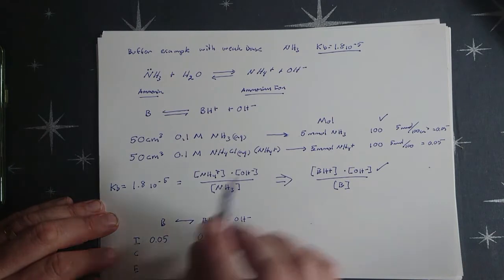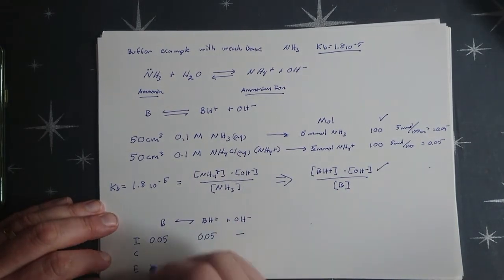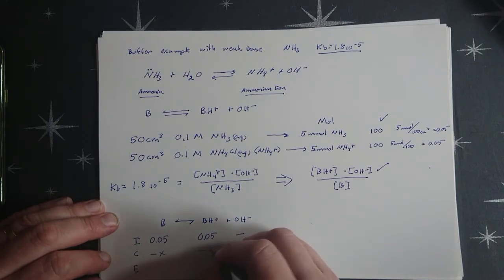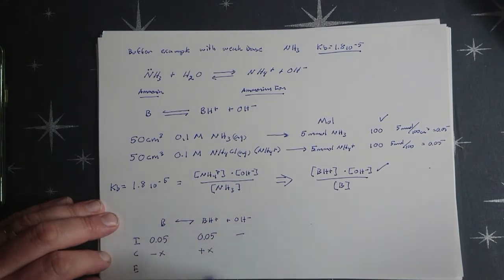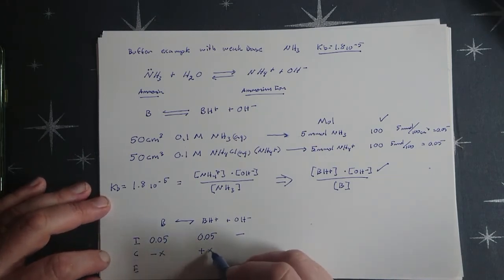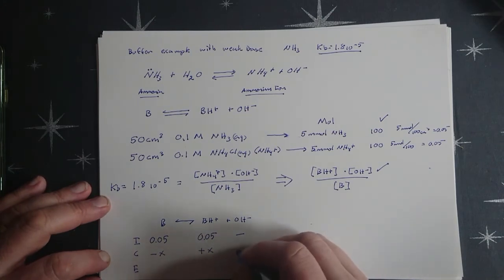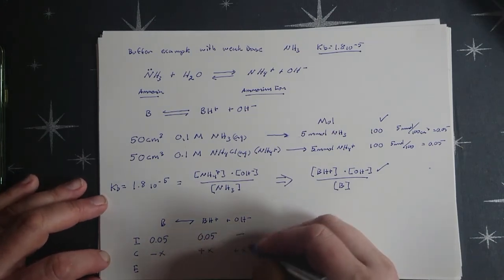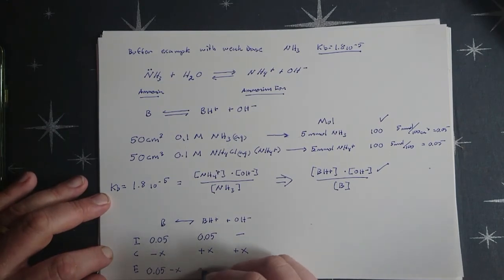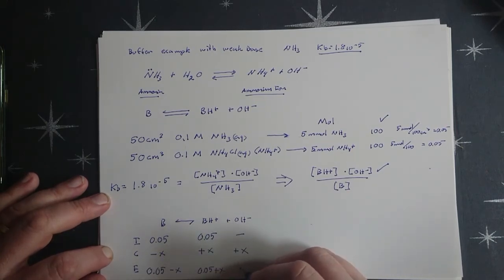But we do know that the base is strong enough that it's going to dissociate or react, and it's going to decrease in concentration slightly, and this is going to go up in concentration slightly, and then the OH is going to appear. So we have equilibrium concentrations of 0.05 minus X, 0.05 plus X, and this is going to be X.